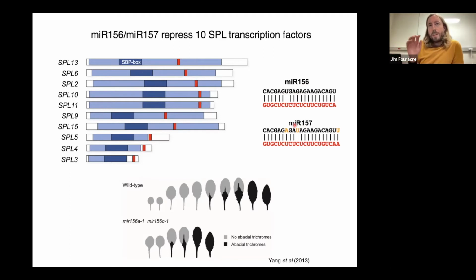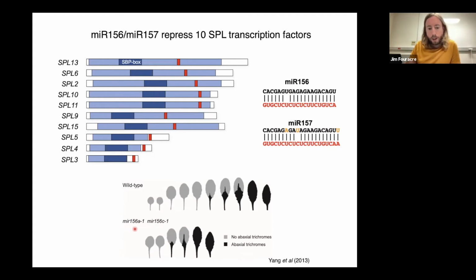As these microRNAs repress SPL genes, and SPL genes trigger a switch to adult growth, we really think of these microRNAs as the master regulators of vegetative phase change. There are 8 156 loci and 4 157 loci in Arabidopsis, and a subset of these contribute the most regulation, and 2 in particular, 156A and 156C, are the crucial regulators.